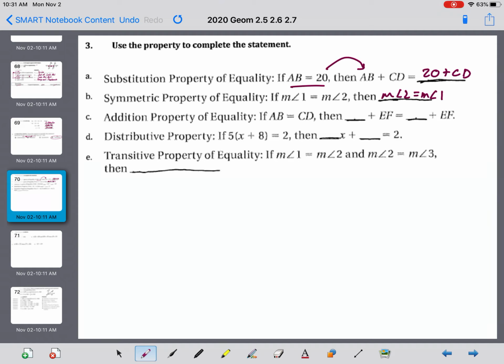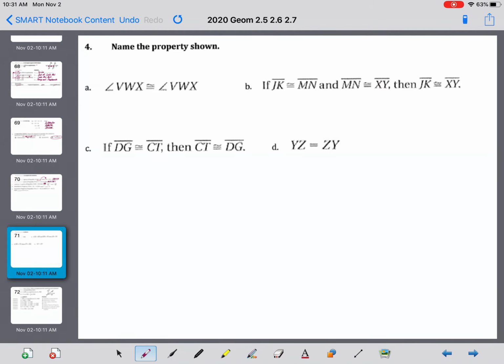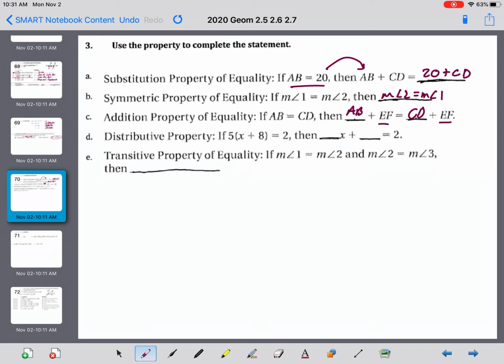Addition property says I can add the same thing to both sides. So I'm adding EF to both sides. Well, I'm adding AB with EF, and I'm adding CD with EF. Sorry for the page jump there.